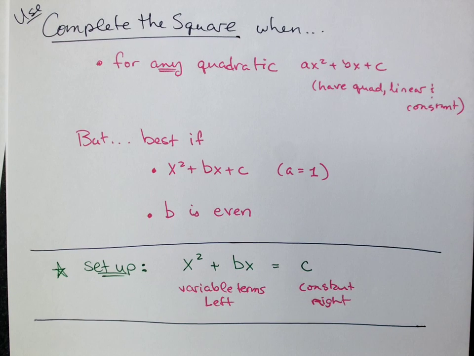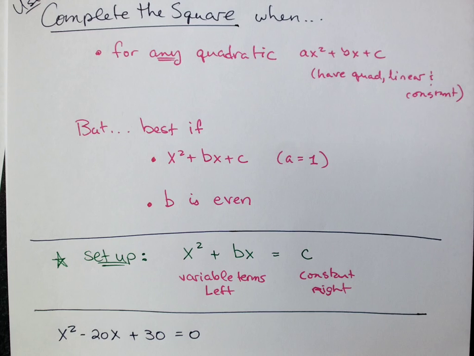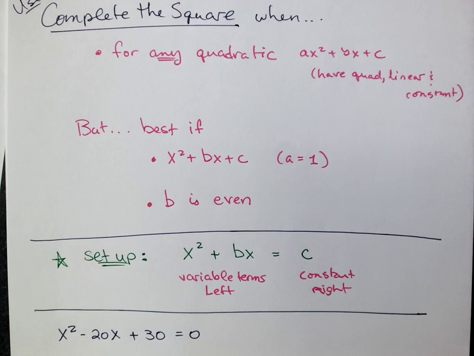That's your setup. You cannot start completing the square until you have that. Make sense? Okay, so let's walk through one more. That'll give you enough to get started with. So let's do x squared minus 20x plus 30 equals 0. Now, I would tell you to complete the square on this, but also understand that because it has a quadratic, linear, and constant, you can complete the square regardless of whether it's a good idea or not.